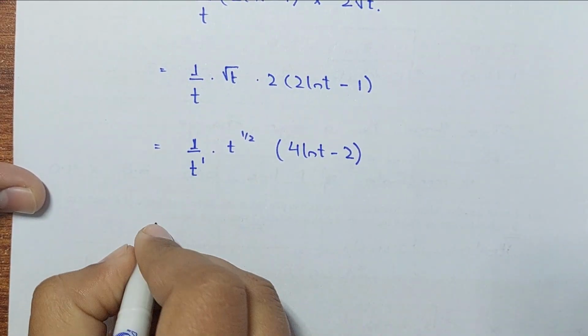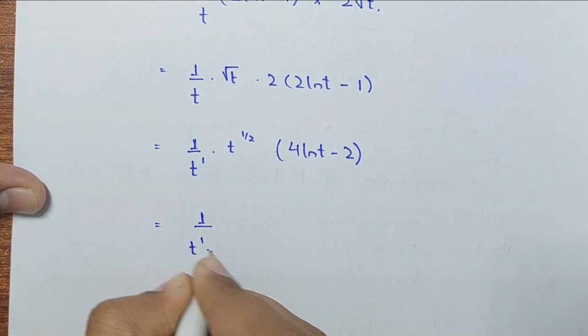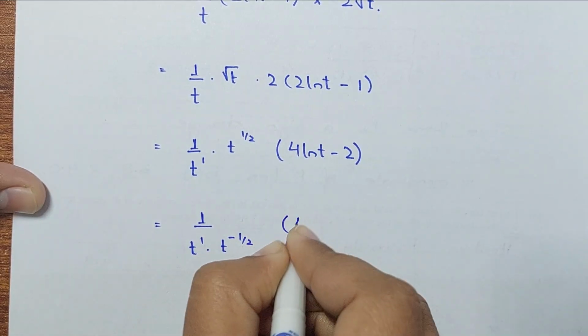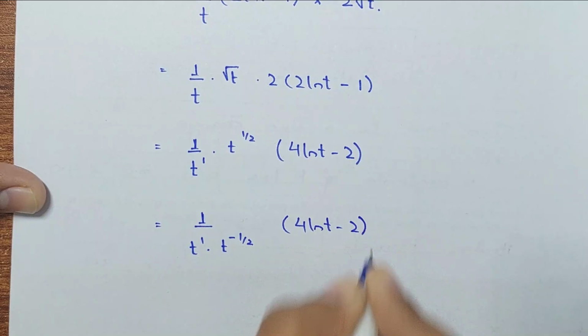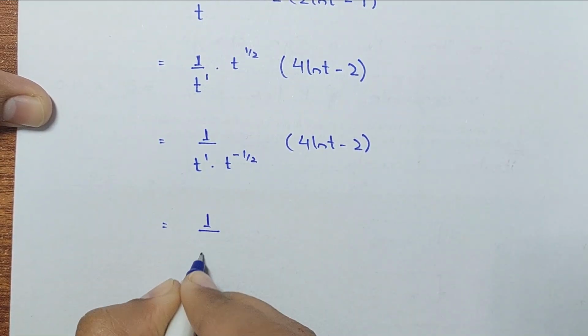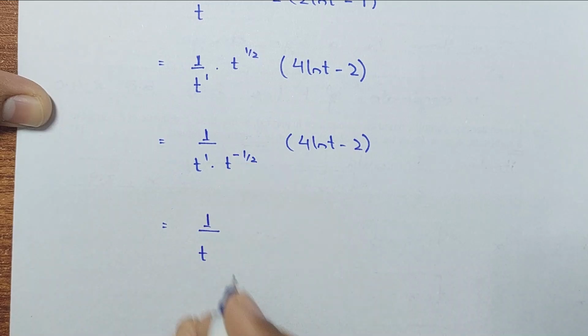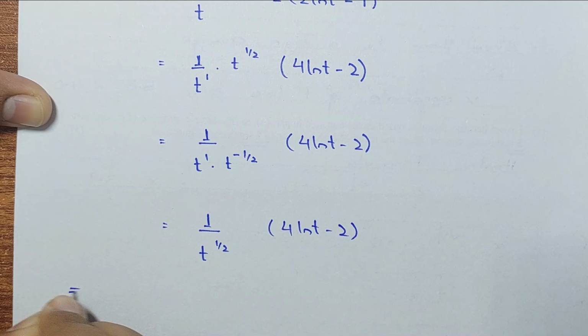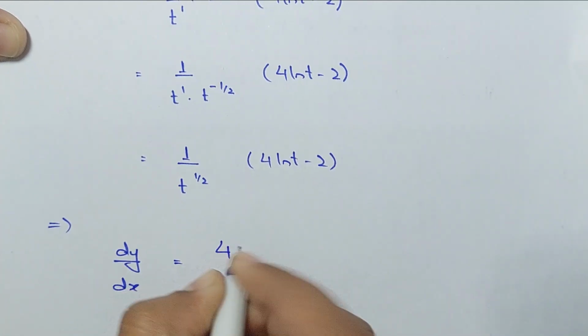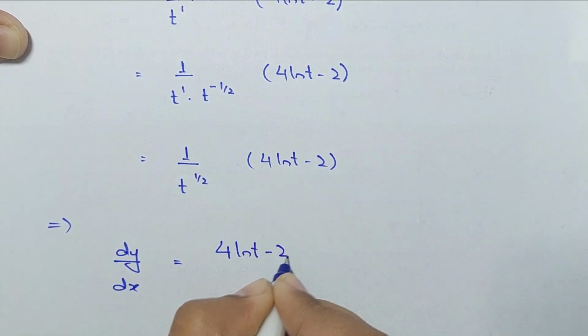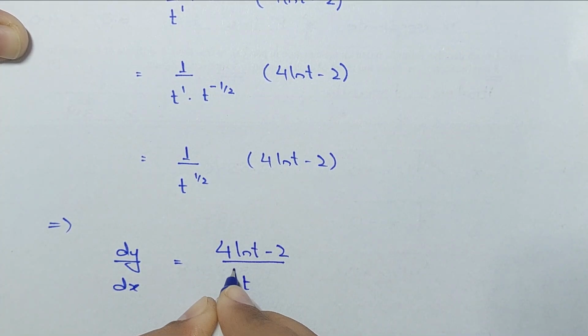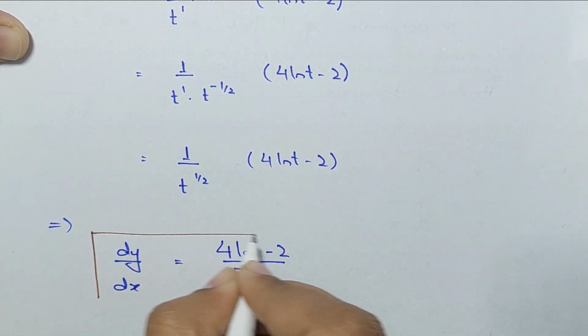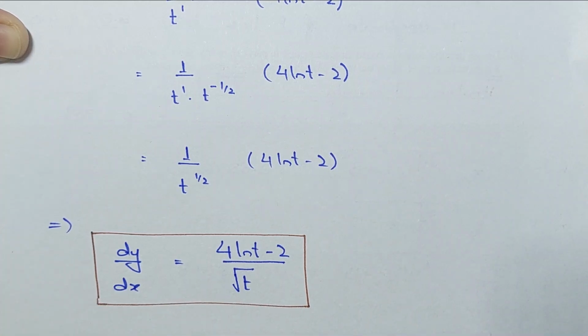So shift this power to the denominator. So 1 over t to the power 1, and here t to the power minus 1 by 2, with 4 ln t minus 2. When the bases are the same, we can add up the powers. 1 minus 1 by 2 is 1 by 2. So here we have dy over dx is 4 natural log of t minus 2 divided by square root of t. So it is proved that we can write the derivative in this form. You need to show that.